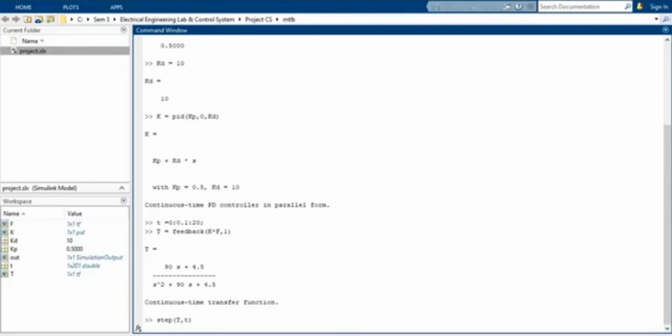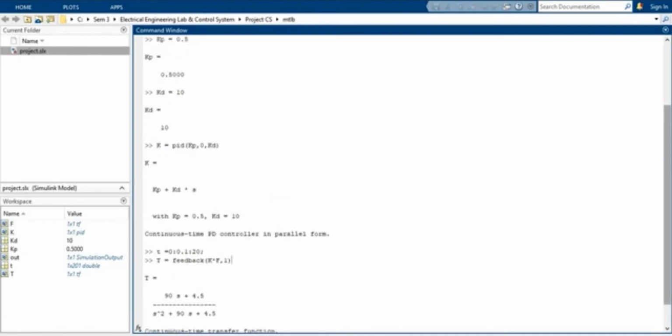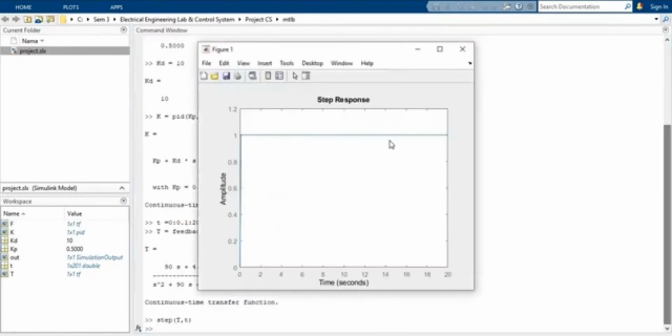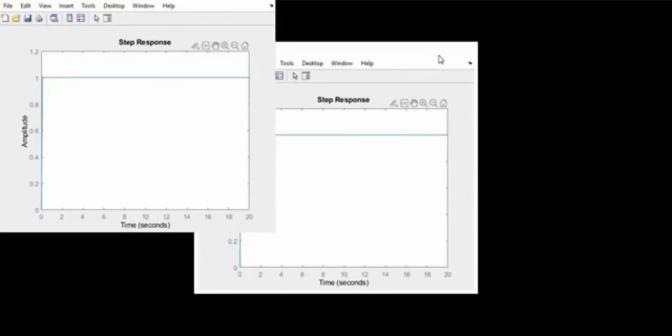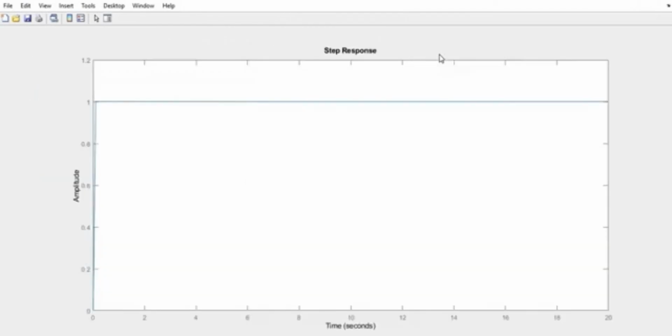This will be faster. I'm sorry because of the lagging. Right, this is our step response for transfer function 1 that I have done. This can also be done in transfer function 2 and transfer function 3 and 4.